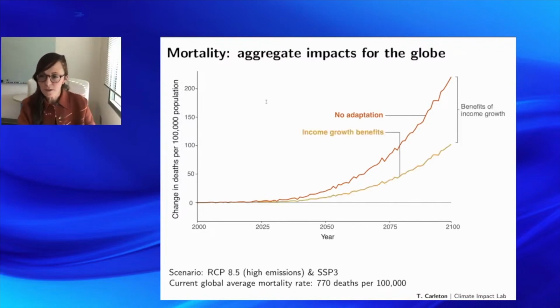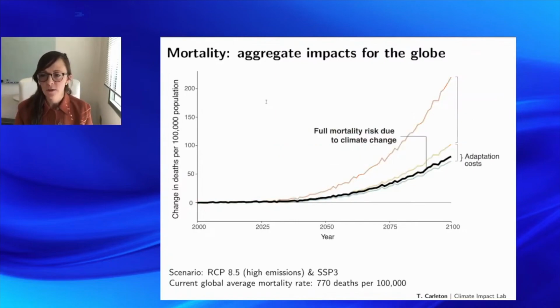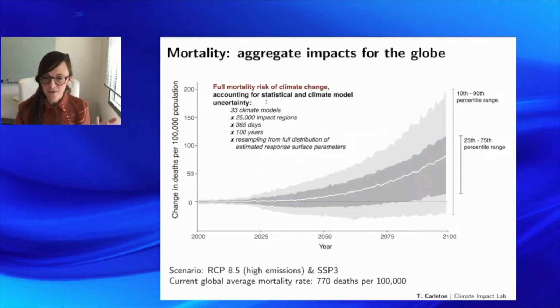But we see really large projected benefits from accounting for the role of income in facilitating resilience and adaptation. So this falls to closer to 100 deaths per 100,000, and falls even further when we account for the fact that a gradually warming climate will induce people to adapt to their slowly changing conditions. When we account for those adaptation costs that we infer using revealed preference, this rises to somewhere around 80 deaths per 100,000 by end of century. These are highly uncertain projections.